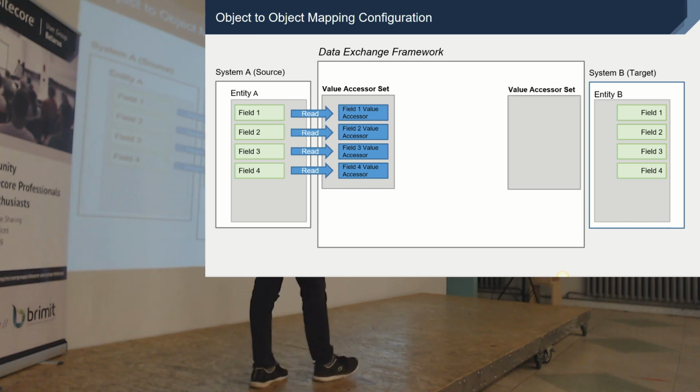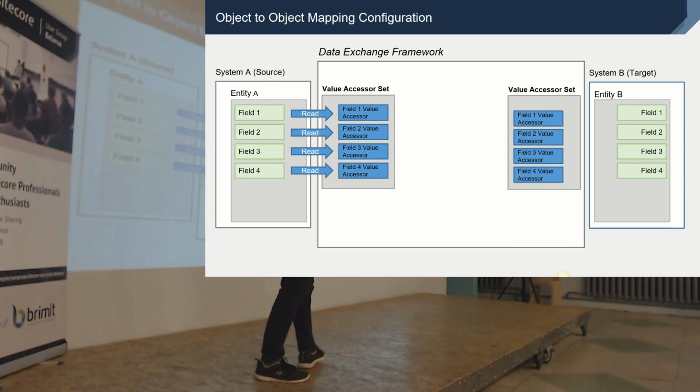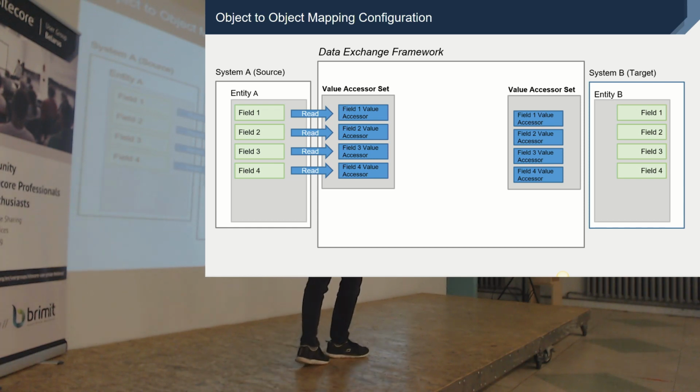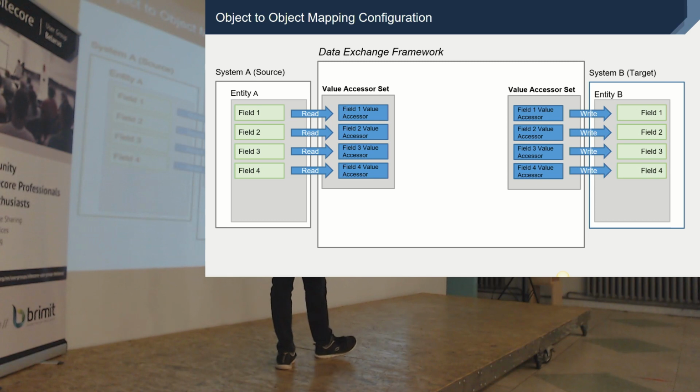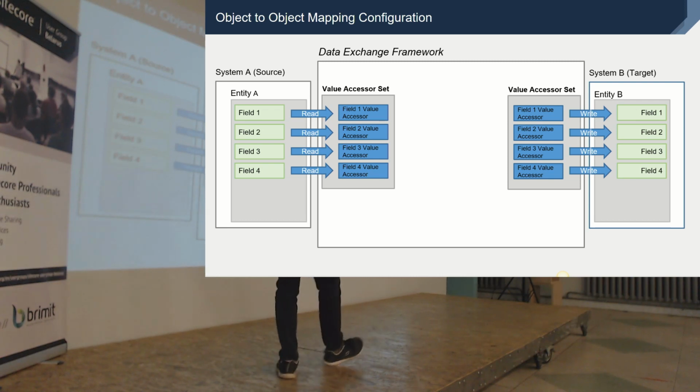Then we need to create a list of value accessors for our target system, and everything is the same. Each value accessor knows how to write data to field 1 in the target system. This value accessor will be based on the provider that we use to write data to system B in this case, or to whatever. It can be any system there.